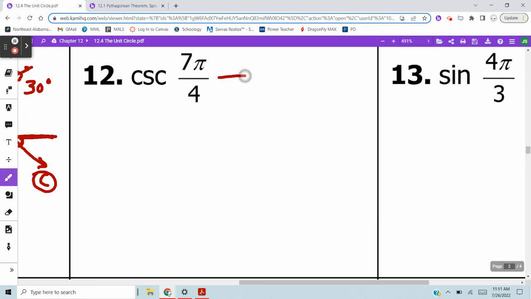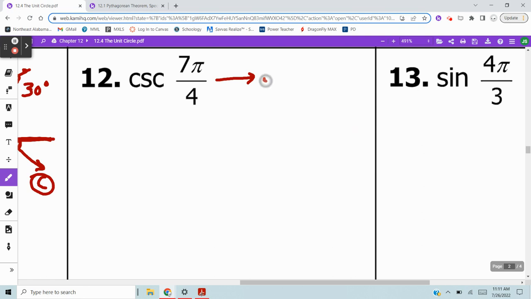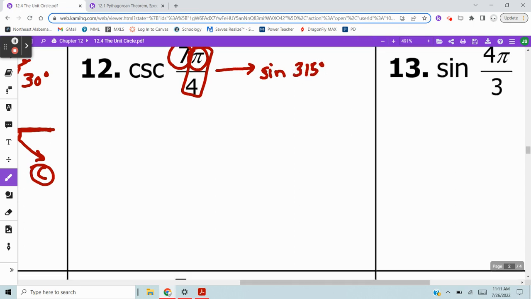So in order to find cosecant, we're going to find sine instead. And I'm going to go ahead and switch this to degree measures just because we're more comfortable with it. This is 180. 180 divided by 4 is 45. If you multiply that by 7, it gives you 315 degrees. So we're looking for the sine of 315, then we're going to flip it to find our cosecant.